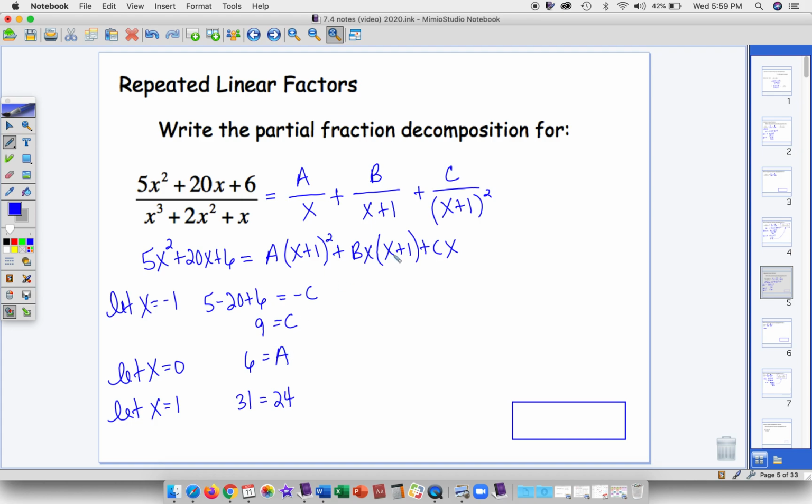Plugging 1 into here, I get 2 times 1 times b. So I get 2b. And then lastly, let's see, plugging in 1 here times c, which is 9, I get 9. Okay, so I get 33 on this side. When I subtract 33, I get negative 2. So b is negative 1.